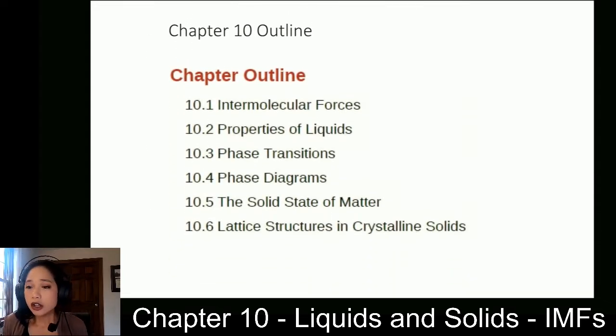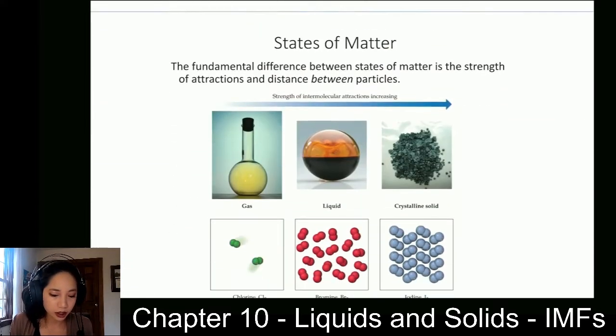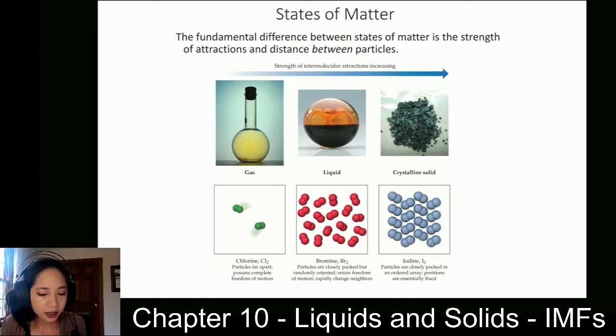In Chapter 10 with liquids and solids, because molecules are closer together in these phases, we will be talking about intermolecular forces. These are forces that occur between different discrete molecules. We'll look at properties of liquids based upon the intermolecular forces present. We'll look at phase transitions and diagrams, and then finally look at properties of solids. So let's get started. Why do intermolecular forces matter?